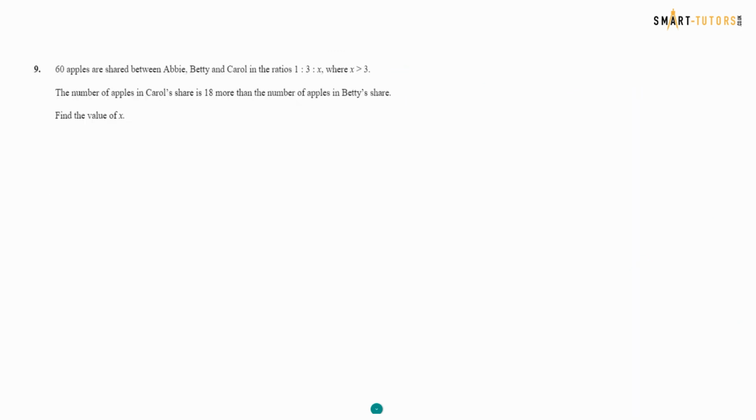Question number 9. 60 apples are shared between Abby, Betty and Carol in the ratio 1:3:x. So A is to B is to C. The number of apples Carol gets is 18 more than Betty. So Carol gets more apples than Betty. So Carol got 18 plus, right? And find out the value of x, right?